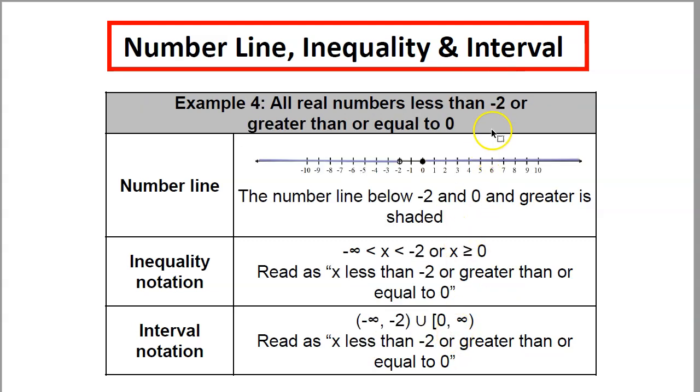The fourth example is all real numbers less than -2 or greater than or equal to 0. The number line below -2 and 0 and greater are shaded. Below -2, there's an open circle and then shading down, and then including 0, the solid circle, and up. The inequality notation is -infinity is less than x is less than -2, or x is greater than or equal to 0. Those both have to be included. You can leave this -infinity off if you like. And the interval notation is -infinity to -2 union 0 with the square bracket to infinity.